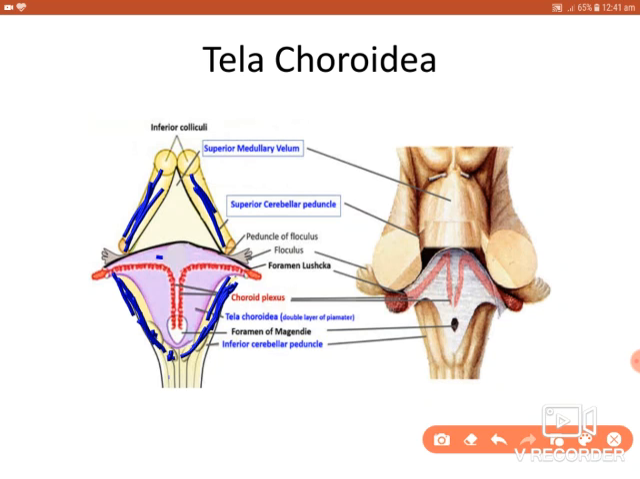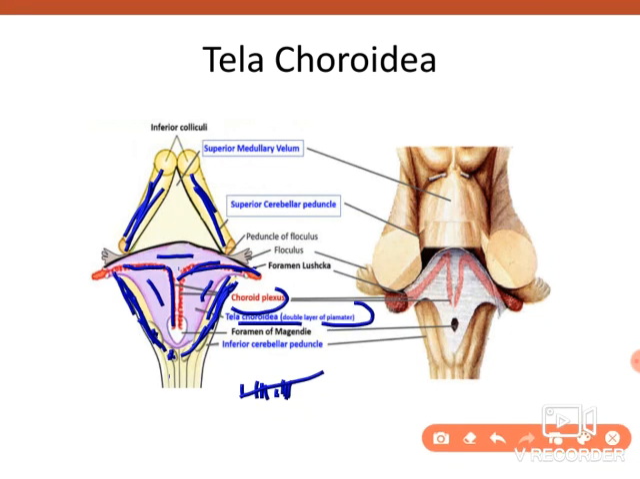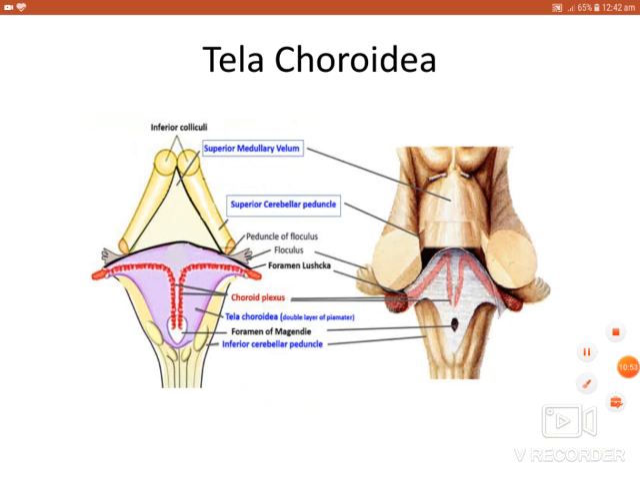Okay, here you can see this purple color. This is the Tela Choroidea, the double layer fold of the pia mater. There you can see the choroid plexus. This fringe like tuft of capillaries forms the choroid plexus. See, there is a T-shape. These capillaries are from the posterior inferior cerebellar artery.